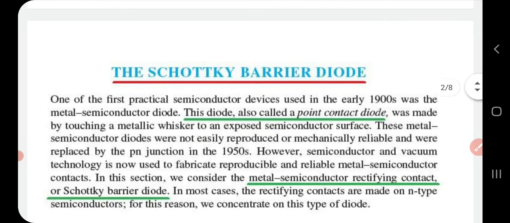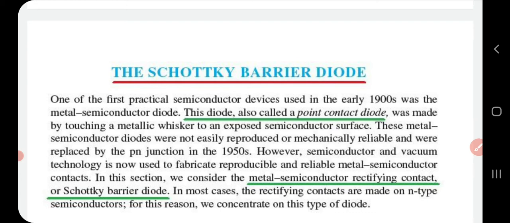So first let us see what a Schottky barrier diode is. In 1900, the semiconductor device that was used was the metal semiconductor diode. This metal semiconductor diode is also called a point contact diode, and it is made by touching a metallic whisker to an exposed semiconductor surface. That is how a point contact diode or a metal semiconductor diode is made. Now they are not easily reproduced or mechanically reliable, so they were replaced by PN junctions in the 1950s.